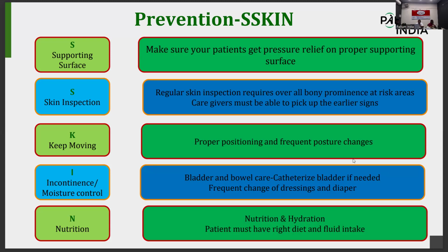According to the assessment, regular skin inspection has to be done for every patient. Regular skin inspection requires checking the overall bony prominences at risk areas. Caregivers must be able to pick up the earlier signs. We have to educate the caregiver to do this every day or every week. You have to monitor the skin areas along with the bony prominences, inform our team, and act accordingly with the patient, and keep moving. That is proper positioning at frequent intervals, and frequent posture changes.